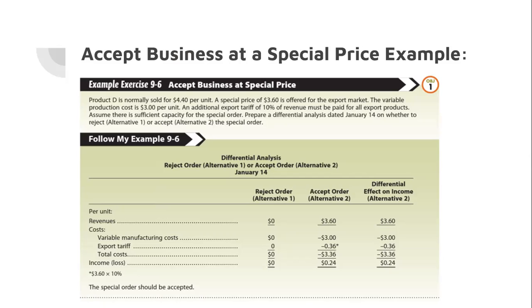As we can see, there is a differential effect on income of $0.24. Thus, the special order should be accepted.